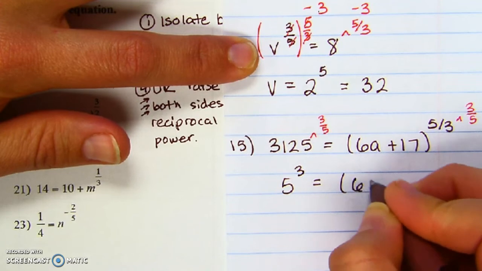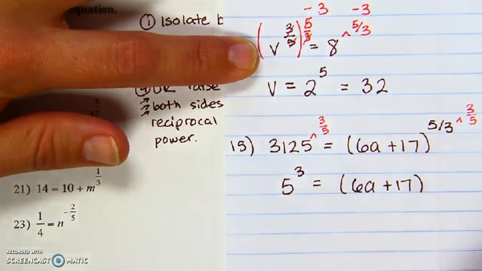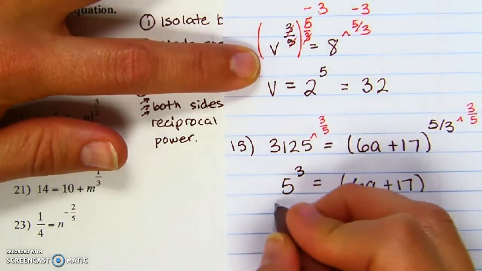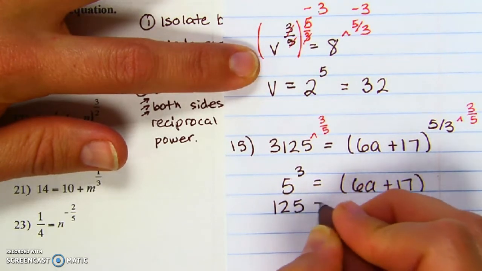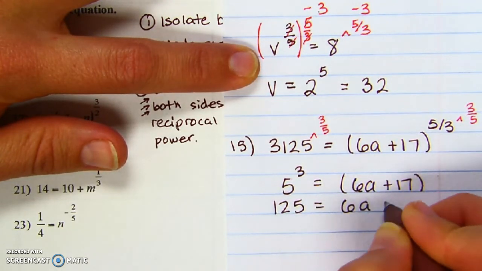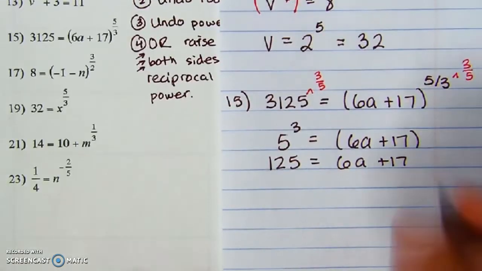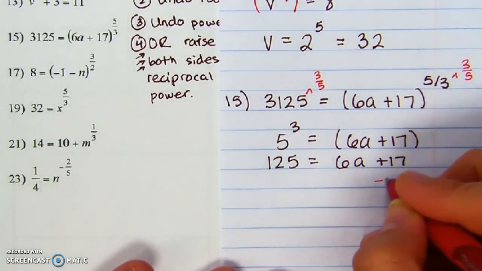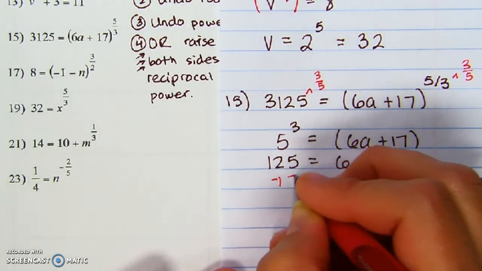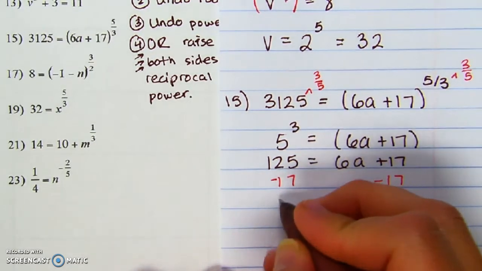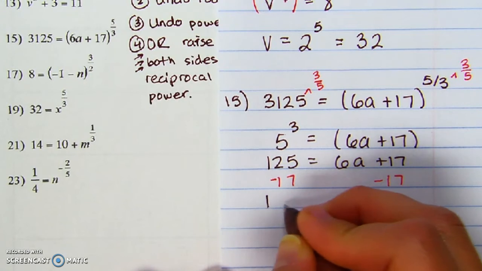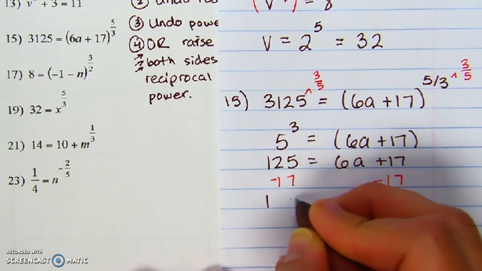Oh, I forgot. We still have this. Yeah, we're not done yet. And then 5 to the power of 3 is 125. But we still have to solve for a. But the power's gone, right? So now we just subtract 17 and divide by 6. 125 minus 17. I don't feel like doing this right now.